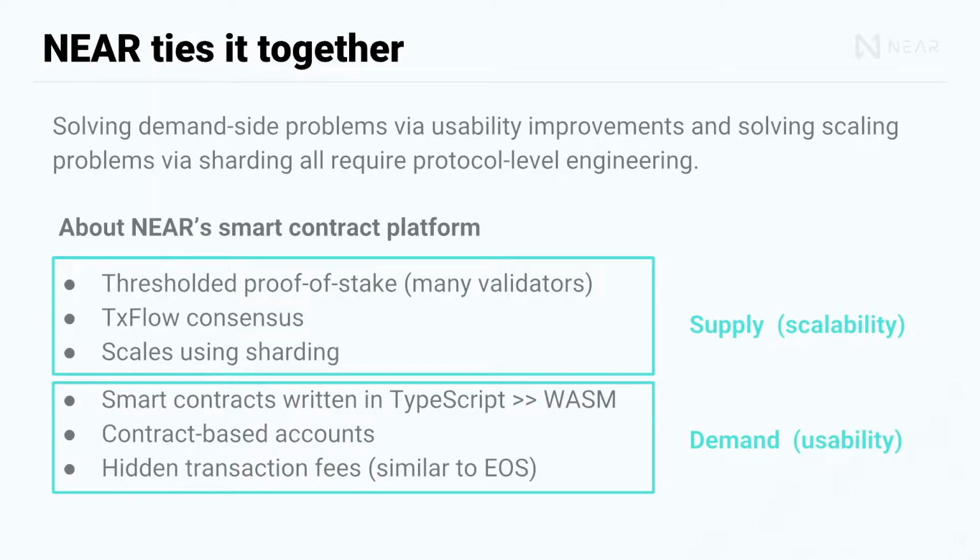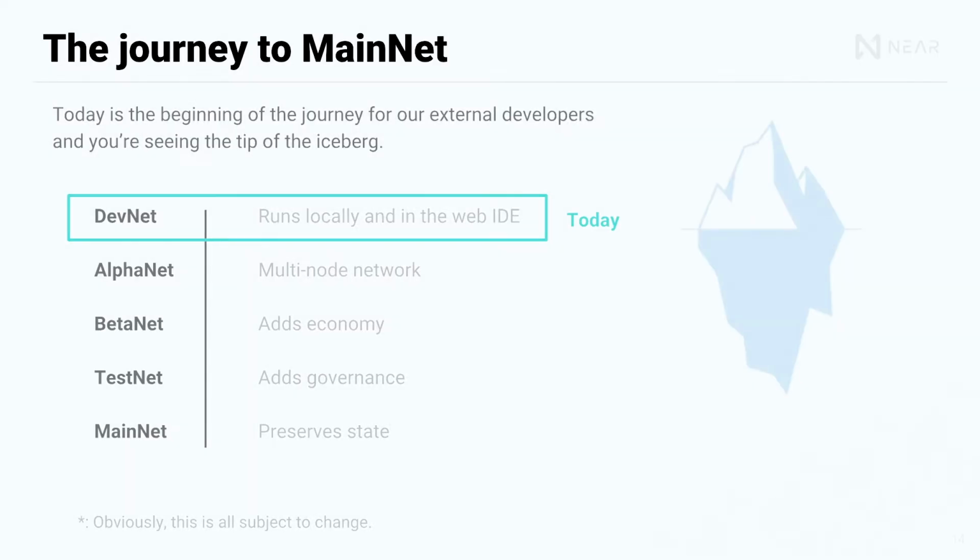So pretty much, as I mentioned before, threshold proof of stake, TxFlow, or Nightshade, the new version of it, and sharding are solving scalability. And on the other side, user experience and developer experience are solved through WASM and TypeScript, context-based accounts, and hiding fees.